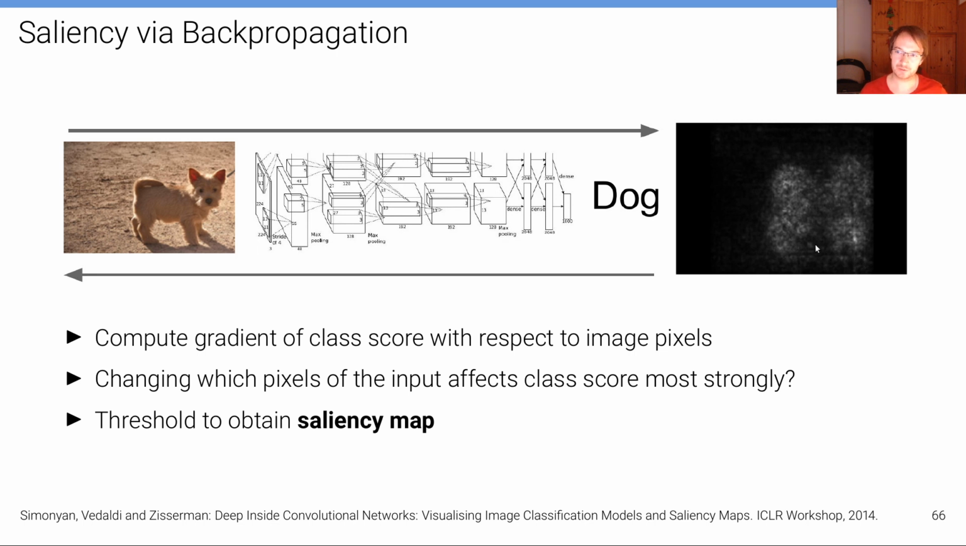And then you can, of course, also threshold this saliency map in order to obtain a masked saliency map.